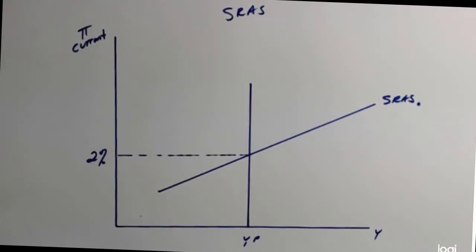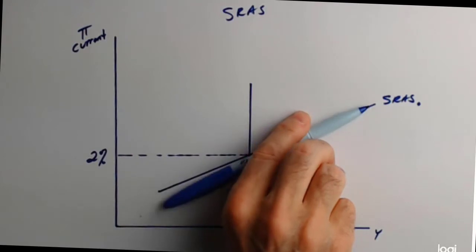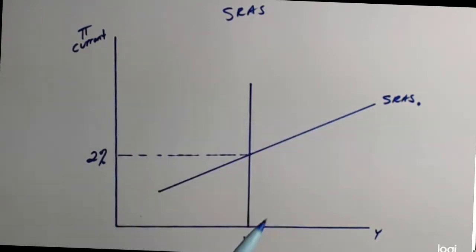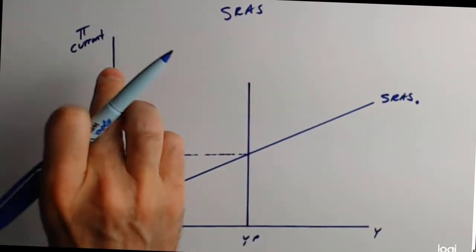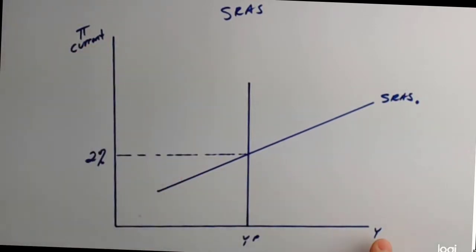The purpose of this video is to introduce the short-run aggregate supply curve, right here. The supply curve is upward sloping. We have current inflation here, we have output here, we have potential output here, which is where the economy is at what we call full employment. It's utilizing all its resources without stress.